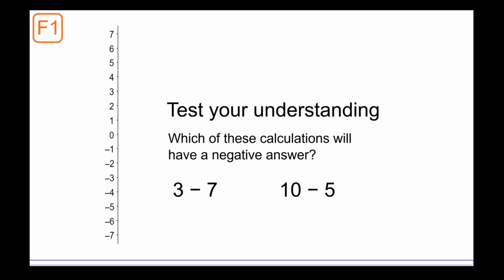Before we start, check your understanding from the previous video. One of these two calculations will have a negative answer. Which one? The one with a negative answer is 3 take away 7, because 7 is greater than 3.